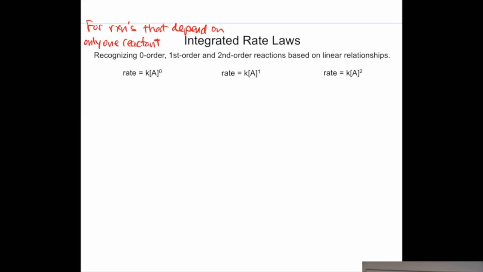And all we need to do is we just measure the change in the concentration of that reactant. Let's call it A, okay? We measure the change in the concentration versus the rate, and we then integrate that over time.